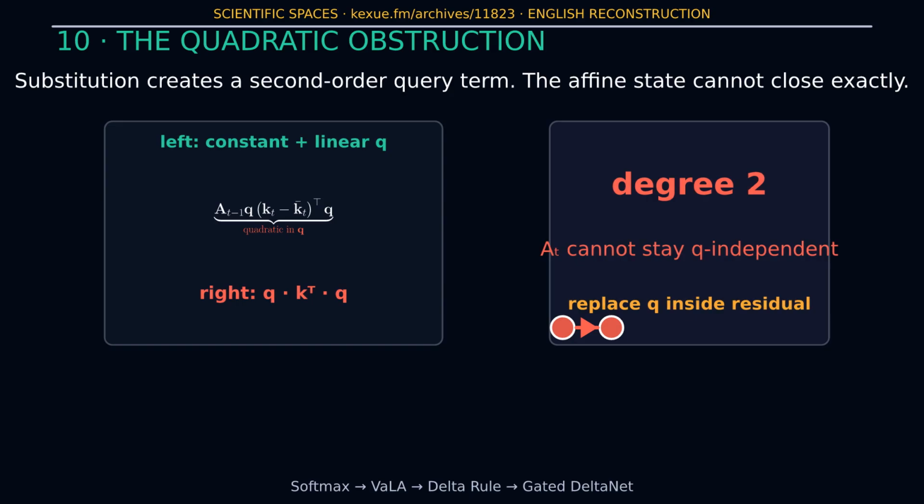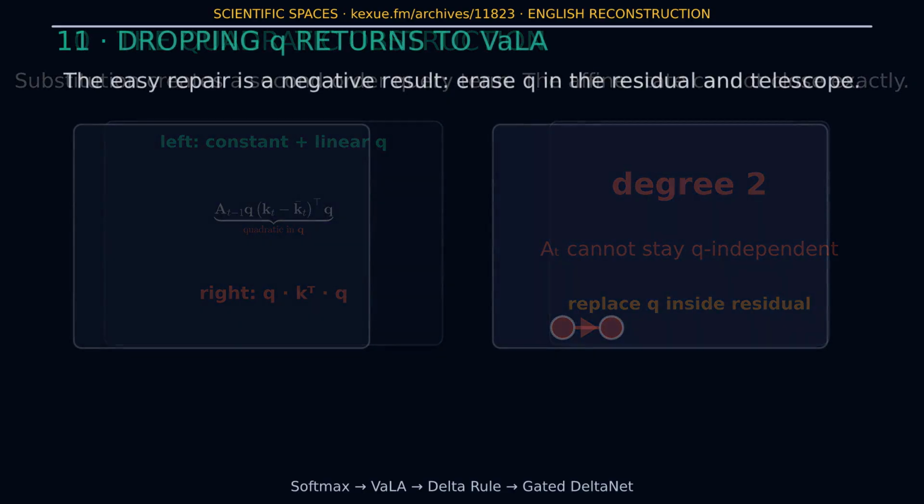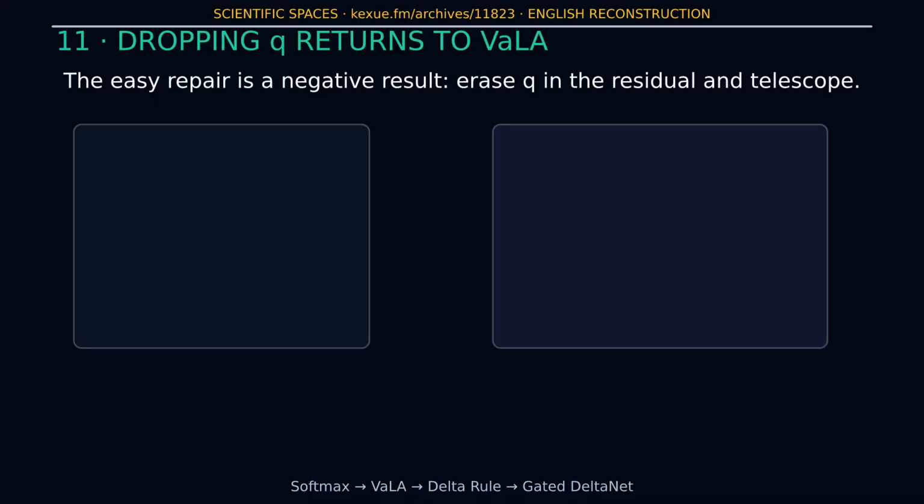We need to replace the query inside the residual while keeping the final readout query untouched. The simplest repair is to declare q small and drop it inside the residual. Then A updates from the centered value residual, v_t minus the previous mean, times the centered key transpose. Unrolling gives an average of rank 1 residual updates.